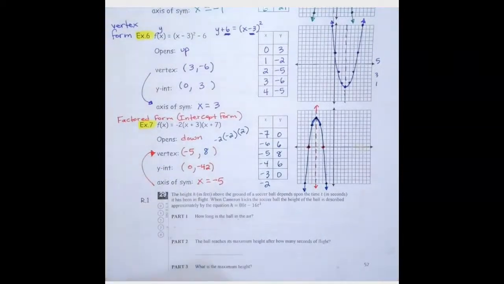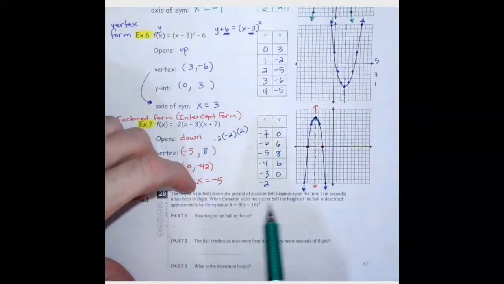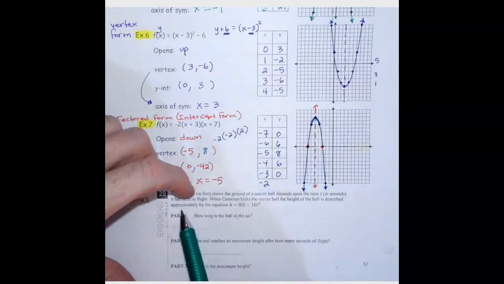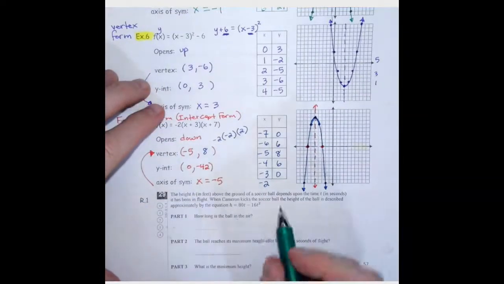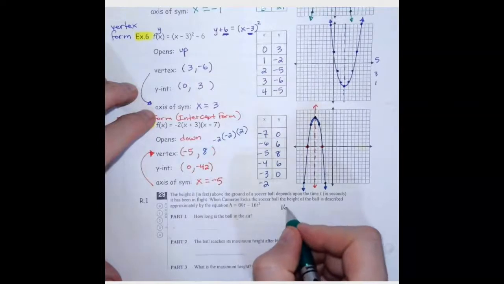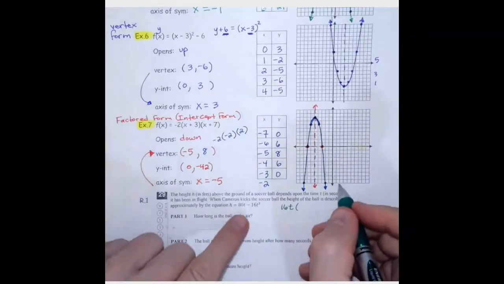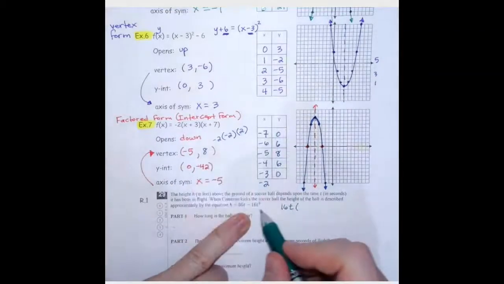So last thing is a little question down here. It says that the height in feet above the ground of a soccer ball depends upon the time it's been in flight. Cameron kicks the soccer ball, the height described by this equation. How long is it in the air? Well, this kind of connects to factored form here. If we factor out a 16t, I didn't really give you a chance to think about that. You could pause this right now and connect it to that.